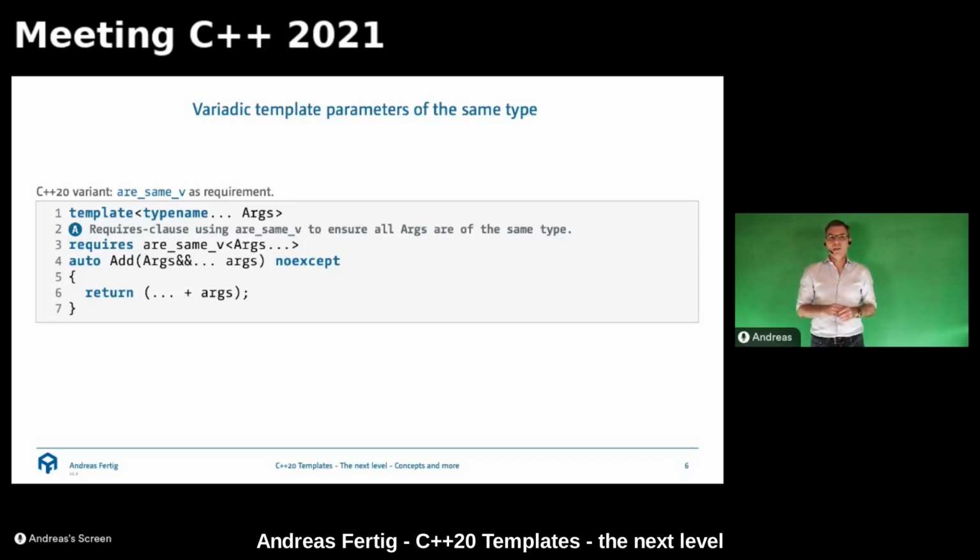The why is in line number 3. Here we are looking at another part of concepts, the requires clause, which is one of the fundamental building blocks for concepts. So in line number 3, I'm now saying requires rsamv of my parameter pack args. That's a really good and precise description, right? This add function requires that rsamv is true.